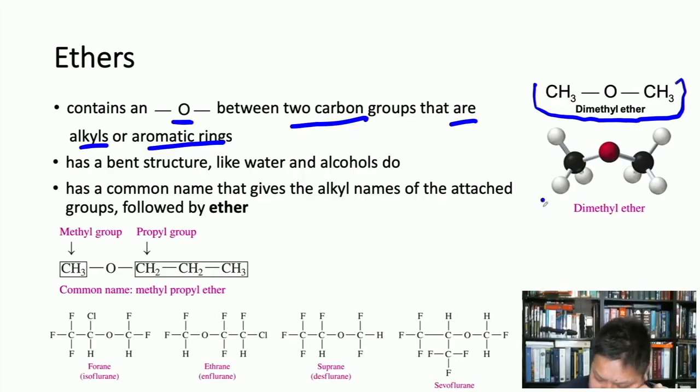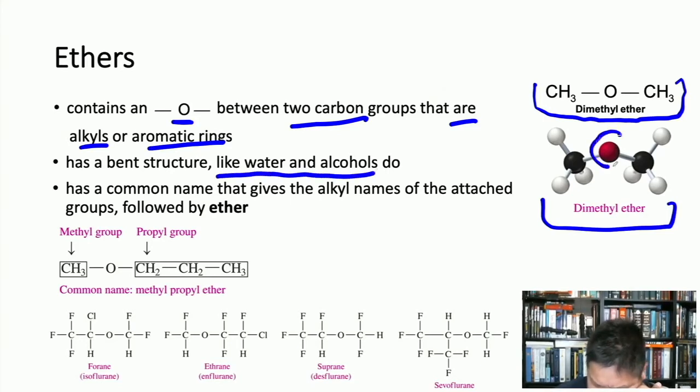And then here's the ball and stick for diethyl ether right here, right? They have a bent structure, like water and alcohols do, which makes sense because the oxygen is there, and it's on both sides. There's the two bonds on both sides, but they're being pushed down by the two lone pairs that are also on the oxygen there, much like in water. Okay.